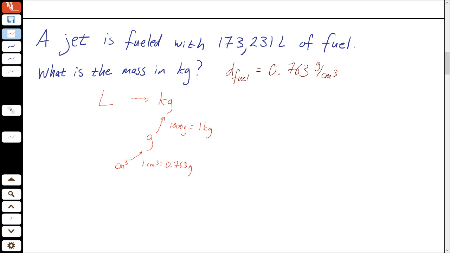The density tells me how many grams are in a cubic centimeter. And now I'm getting closer because I've got a volume. How do we get from cubic centimeter to the liter or milliliter realm? Yeah, a cubic centimeter is a milliliter.